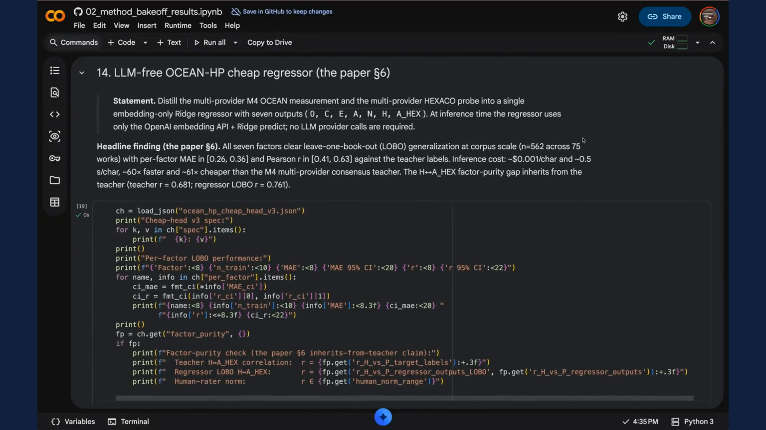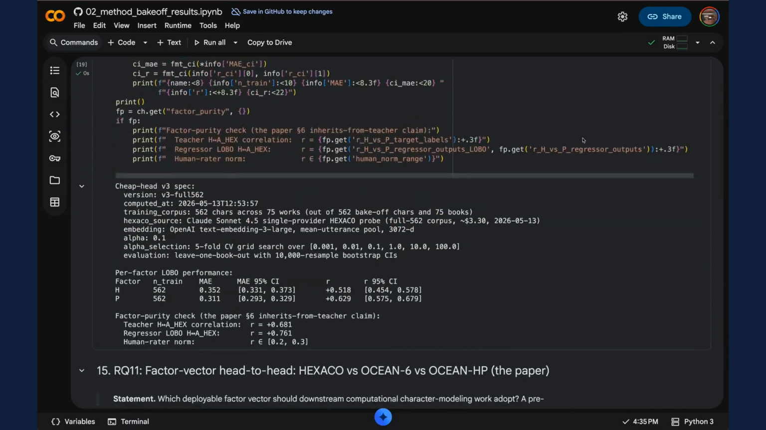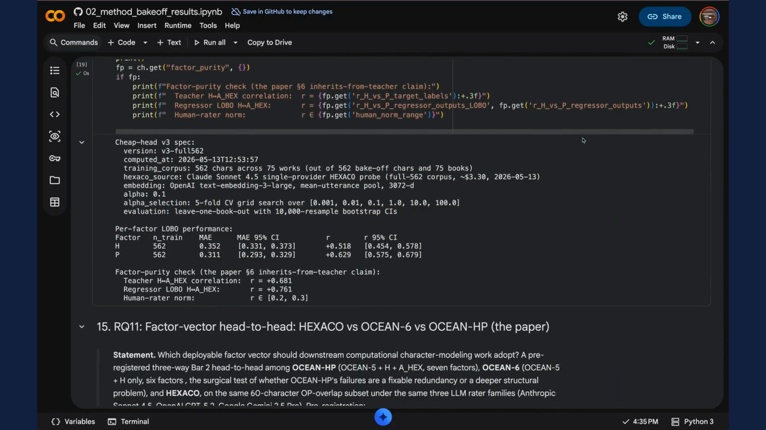Section 14 is the distillation. The whole multi-provider pipeline compressed into an embedding-only ridge regressor with 7 outputs. All 7 factors clear leave-one-book-out generalization at roughly a 61 times cost reduction. And the spec block pins every training detail. 562 characters, 75 works, the alpha grid, and bootstrap confidence intervals.